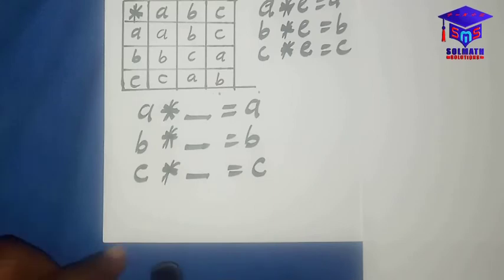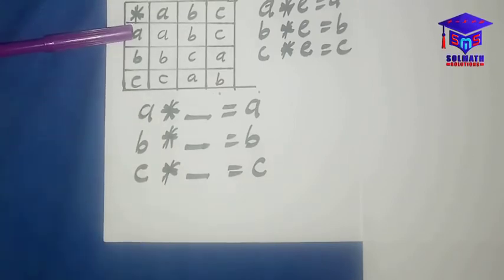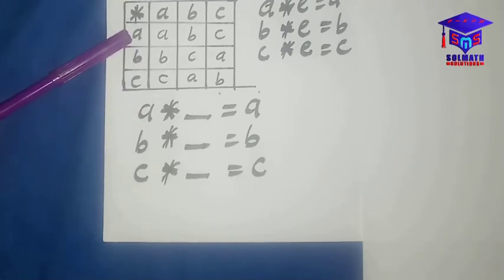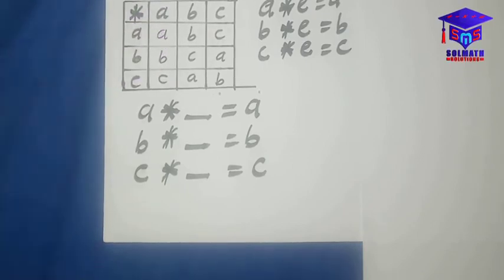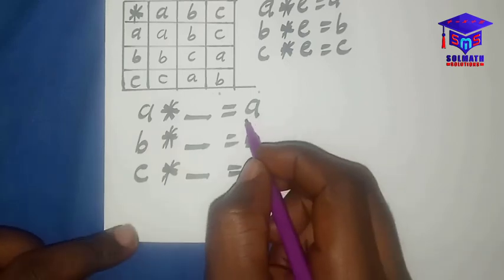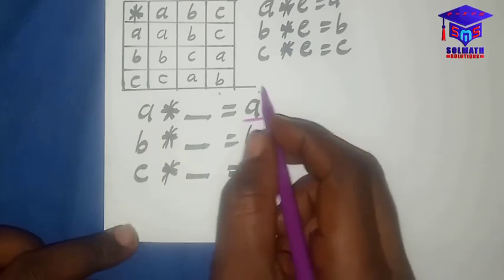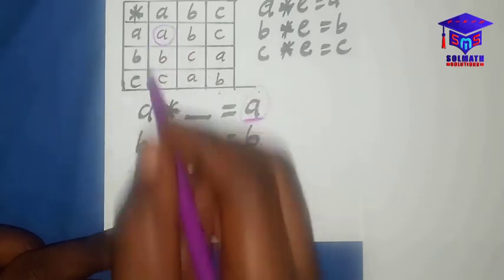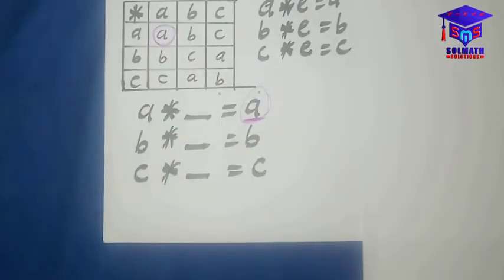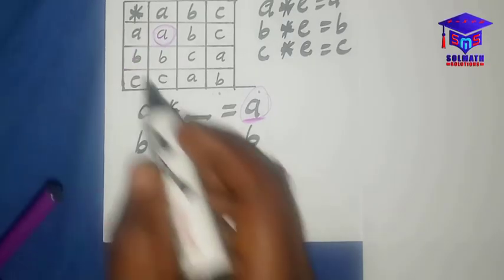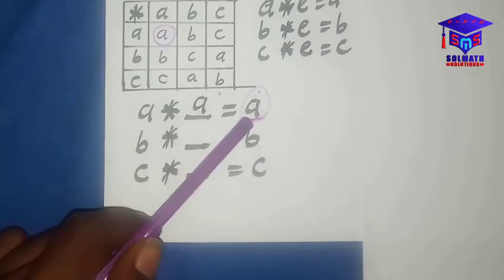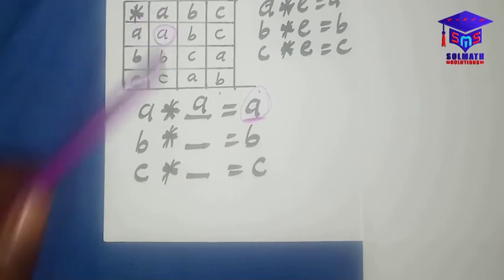So when you look at the table, this A is the A you have over here, right? This A you see over here is the A you have over here. So you see that A operation A is giving us the same element A, right? Good. And so you realize that A operation A is giving us the result A. So you have A operation A giving us A.